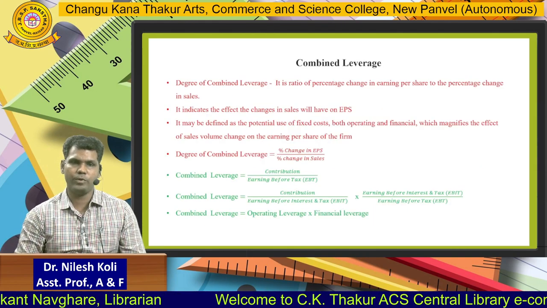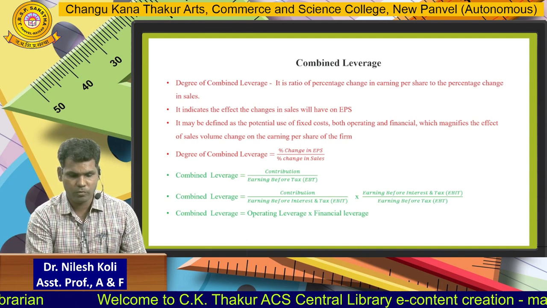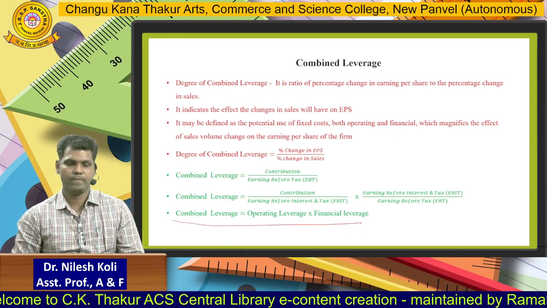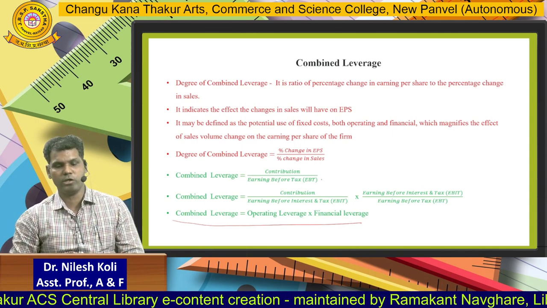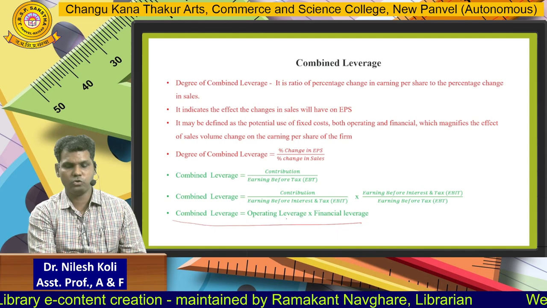Combined leverage is a combination of the financial leverage and operating leverage. If you see this formula, combined leverage is operating leverage multiplied by financial leverage. Another formula you can use is that combined leverage is the contribution upon the EBIT. How is the formula? See here. Combined leverage is operating leverage into financial leverage.